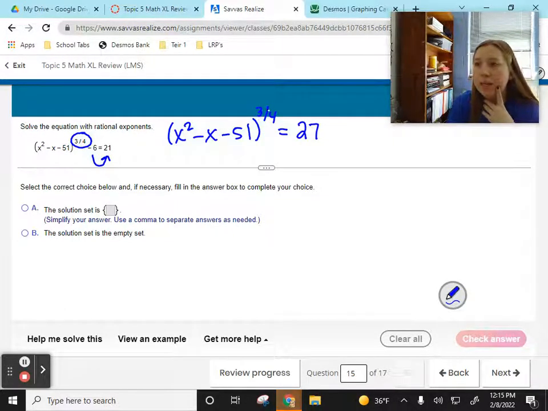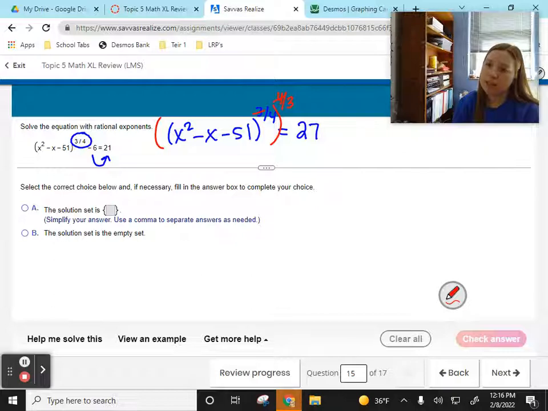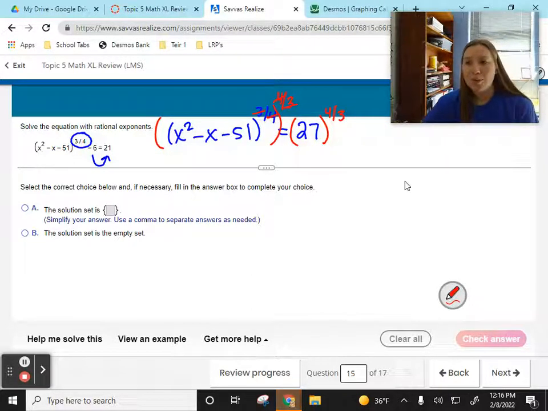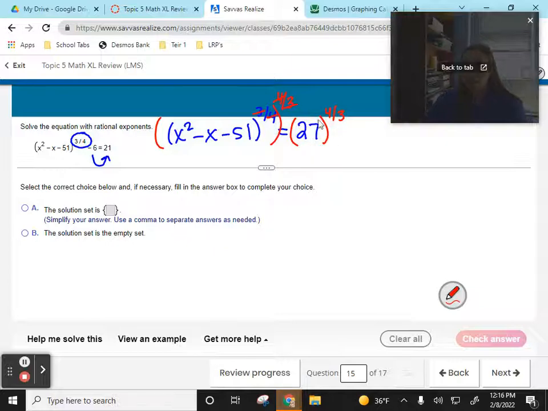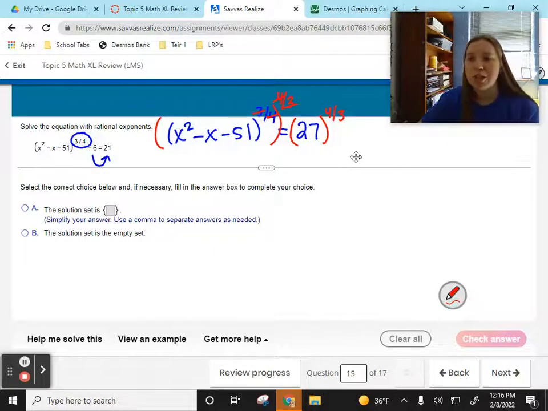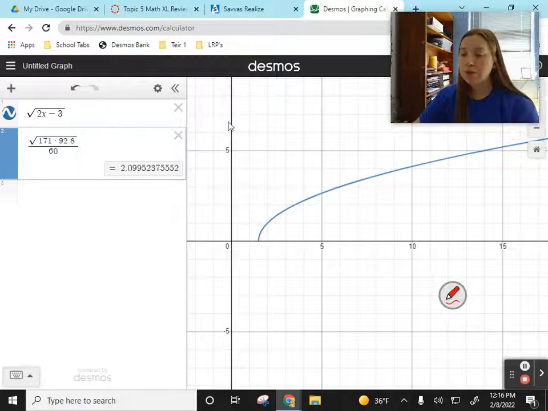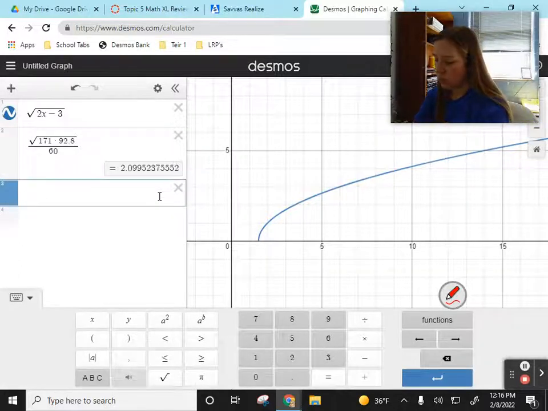And the way I'm going to get rid of this rational exponent is by applying the reciprocal or the inverse. If I raise this to the 4/3 power, that's going to be 4 times 3 is 12 divided by 4 times 3 is 12. Those are going to cancel out. But what I do to one side of my equation, I have to do to the other. And I don't know what this is off the top of my head. I could do some manipulation there and use my power card, but I also can do this in Desmos.